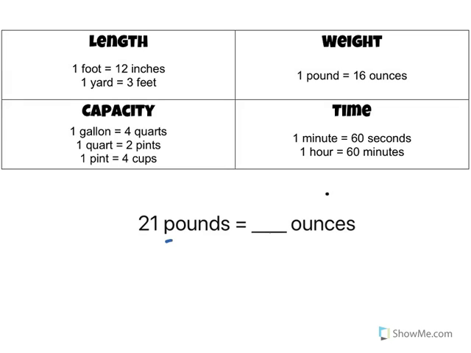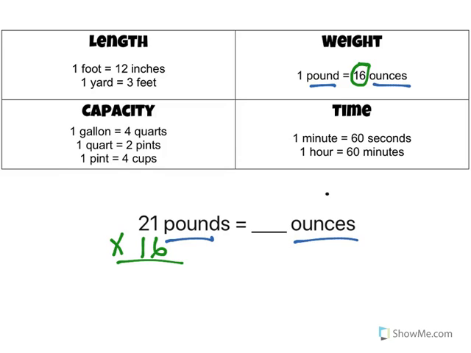I'm dealing with pounds and ounces. So if I look in my chart, I see pound and ounces. This number right here will be my magic number. So I have 21 pounds and I'm trying to get to ounces. With 16 being my magic number, that means I'm going to multiply 21 times 16.